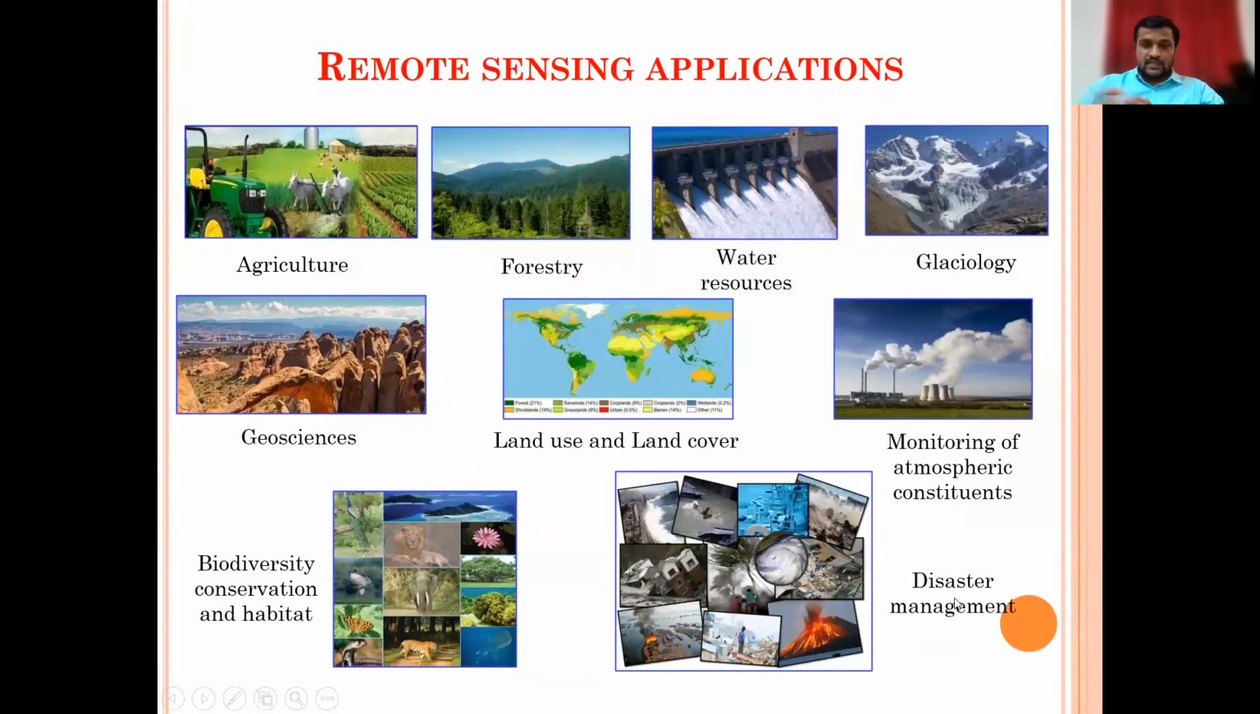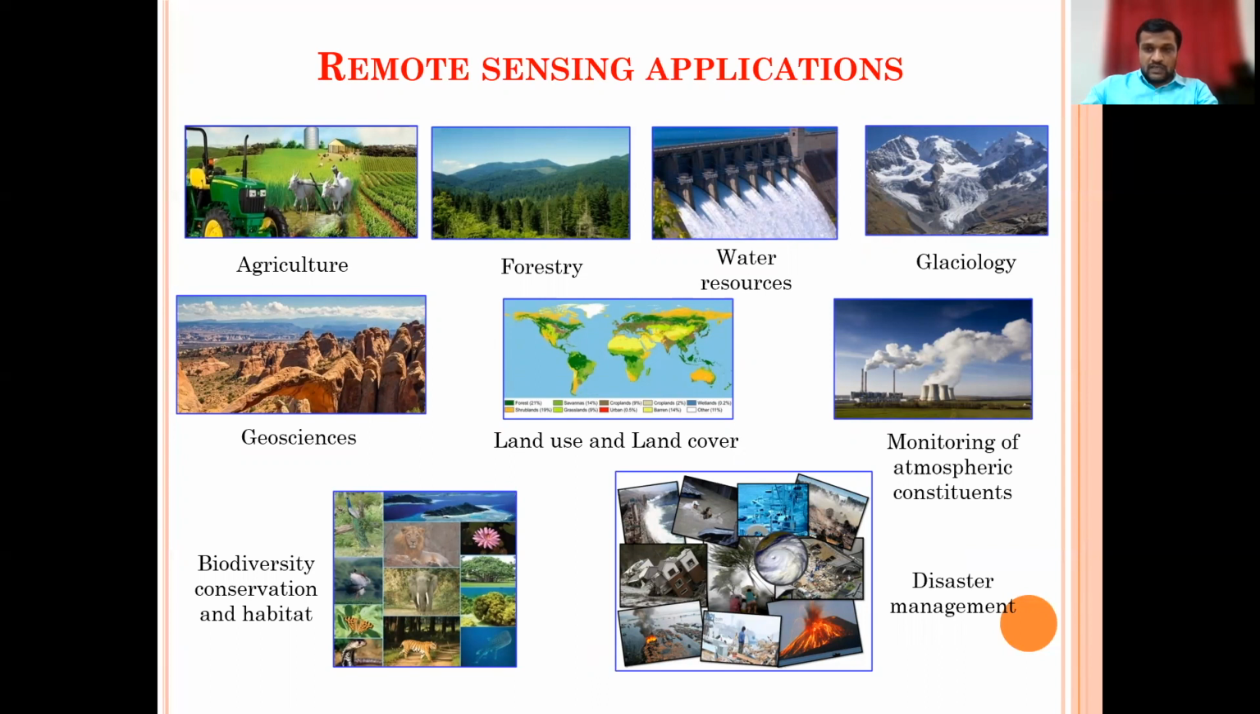So these are some application areas of remote sensing. Remote sensing can be used for agricultural mapping, agricultural growth monitoring, forestry, and water resource management. It can also be used for glaciological mapping, to see the changes over glacial features. The geosciences can also use remote sensing. Land use and land cover analysis and mapping can be done using remote sensing satellites. We can use the remote sensing approach for monitoring atmospheric gases, for monitoring the pollution level over a certain area. And biodiversity conservation and habitat analysis can also be done using remote sensing.